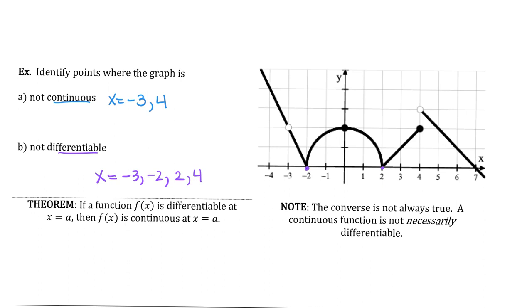Okay, last theorem. If a function is differentiable at x equals a, then the function is continuous at x equals a. This is always going to be true because for something to be differentiable, it has to be continuous. So if it's differentiable here, it has to be continuous. Differentiable here, it has to be continuous. The converse is not true. A continuous function is not necessarily differentiable, and that's because you could have something like this. This is continuous, but it is not differentiable at this point. So differentiability implies continuity, but the converse is not true. Just because it's continuous does not necessarily mean it is differentiable.